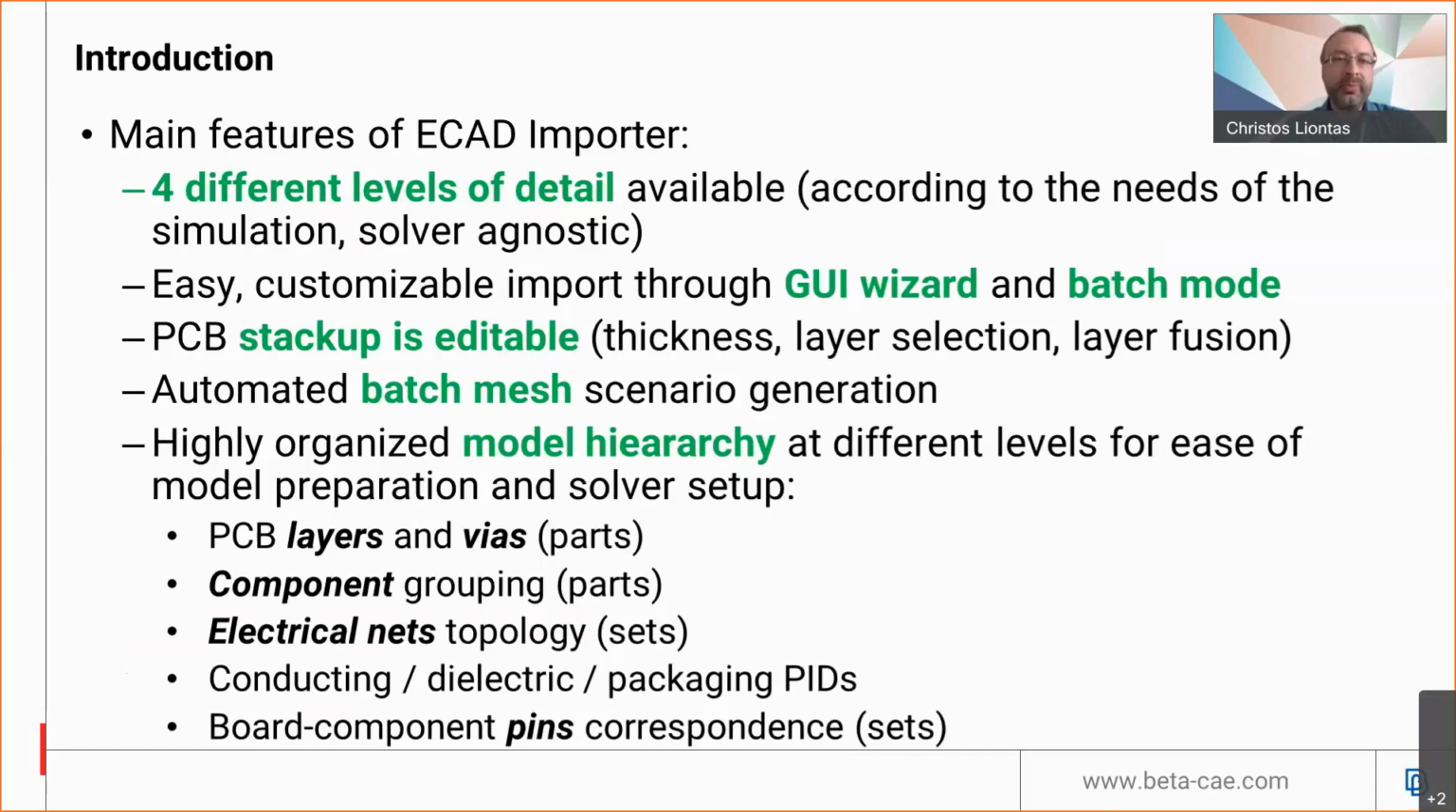We can generate automatically batch meshing scenario, which is very important for automation later on. And the final model hierarchy at the end of the process is highly organized and structured. So we have all the PCB layers and vias in different parts. We have also grouped components in different parts. The electrical nets topology is reflected in the sets hierarchy of the model. We have different properties for conducting dielectric and packaging materials. And we have also facilitated the creation of connections between boards and components by putting the pins in the faces of the connections in the corresponding sets.